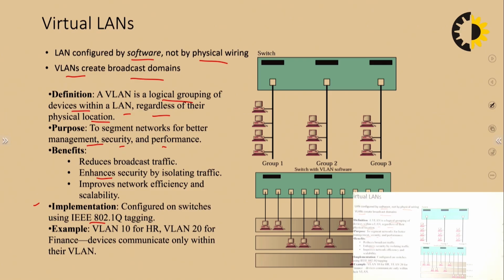Implementation is possible with the help of switches using IEEE 802.1Q tagging here. So examples are VLAN 10 for HR, VLAN 20 for finance, with device communication only within their VLAN. As an example, let's say a building has 3 floors and all have 50 employees, and the leader of that company has a project, and every floor has 50 employees.